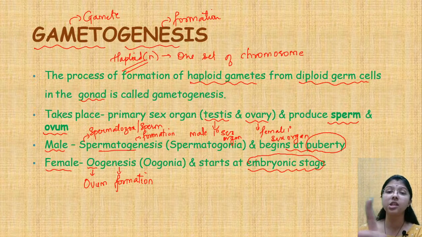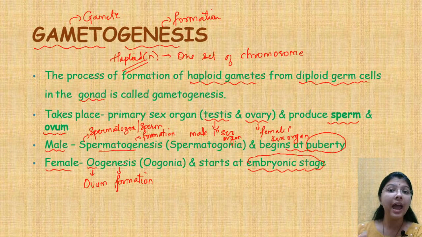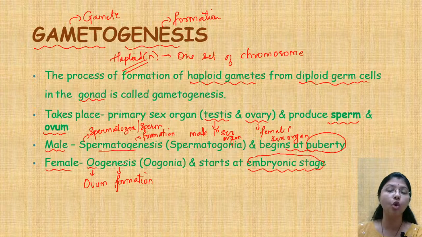Very important. First distinguish between spermatogenesis and oogenesis: spermatogenesis starts at the age of puberty, that means at the age of 10 to 12 years, whereas oogenesis starts from the embryonic stage itself. Can you understand, when a fetus is present inside the mother's womb, from that particular time only, at that embryonic stage only, the process of oogenesis is going to start. The first point of difference.